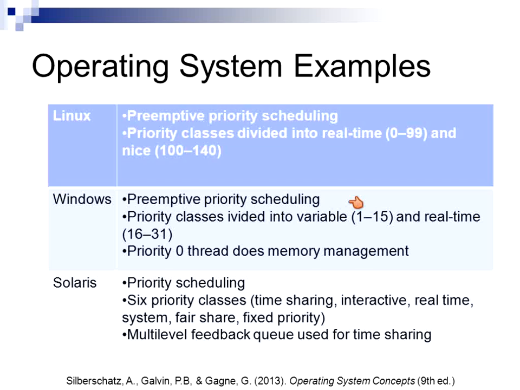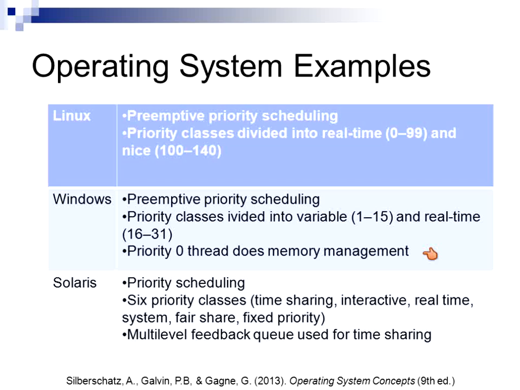Windows also has preemptive priority scheduling. They have their classes divided into variable and real-time, and they're given a priority. And then priority 0 in a Windows system is the thread that does the memory management.